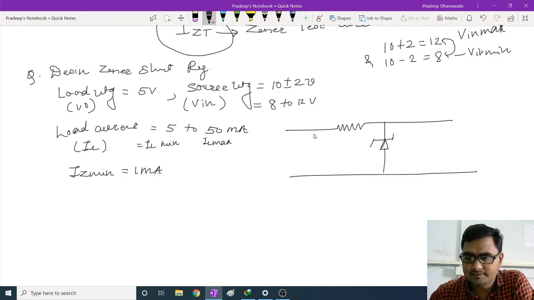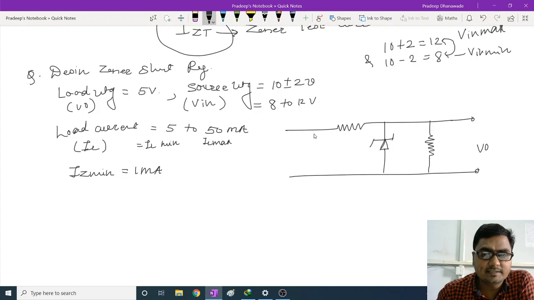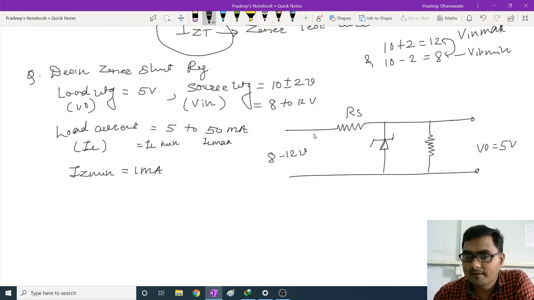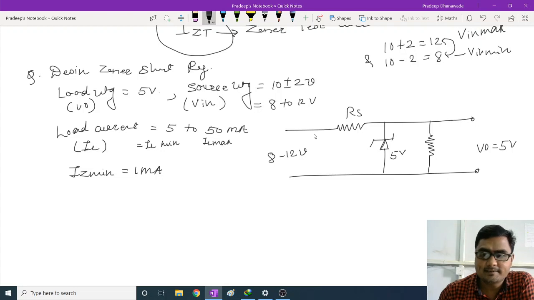If you are there with me, please draw the circuit diagram with me as I am drawing here. This is output voltage VO. How much is it given? It is 5 volts, so VO equals 5 volt. Input voltage, how much? They have specified 8 to 12 volt. The value of RS we need to calculate. VZ is 5 volt because it is the same as the output voltage.